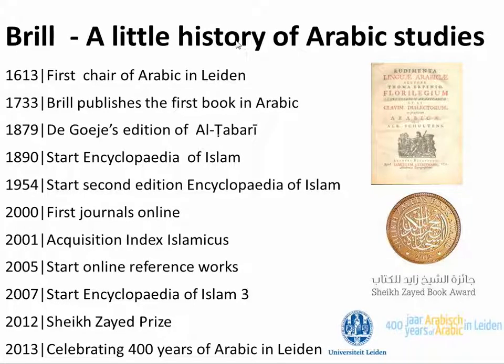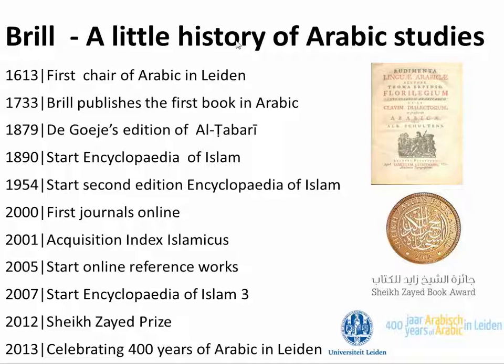When we look at the history of Arabic studies in Leiden, it starts in 1613, exactly 400 years ago, with the first chair of Arabic literature and language by Thomas Arpinius. He was the first professor of Arabic in Leiden. And Brill started in 1683, as already said. The first book in Arabic was published in 1733, and from then on we have published a lot of Arabic texts and translations. One of the famous ones is the Goeje edition of At-Tabari, 1879, which will become available online next year, fully searchable in English and fully searchable in Arabic.